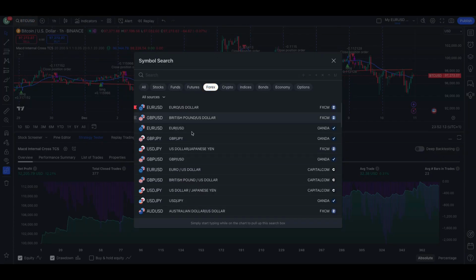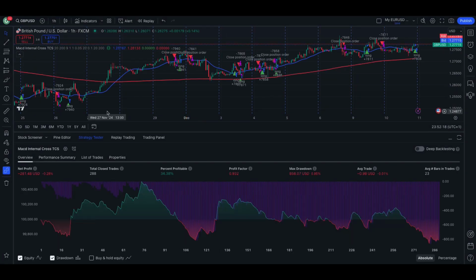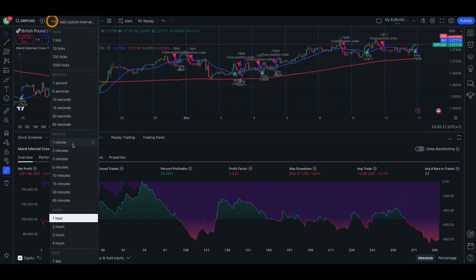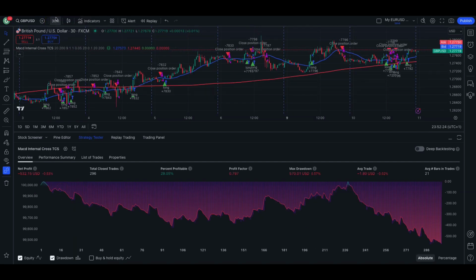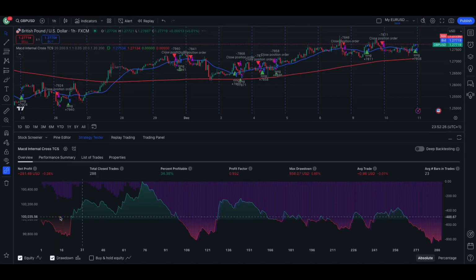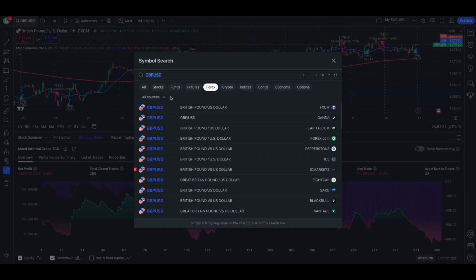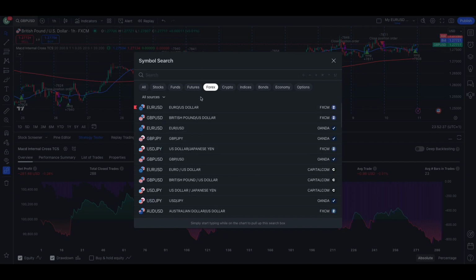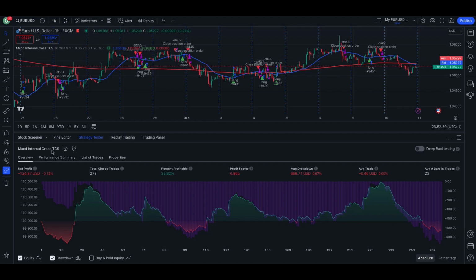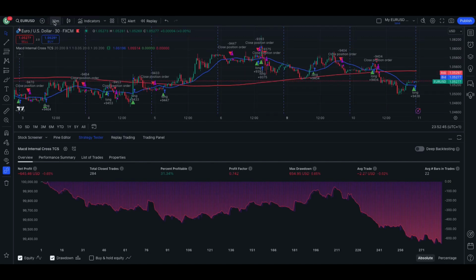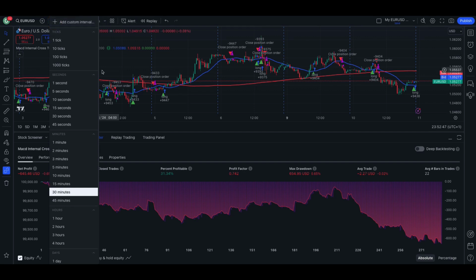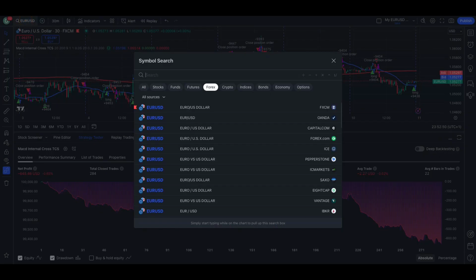Go to Forex. I don't know, GBP USD. Let's use this. Oh, feels terrible. 30 minutes. Oh, feels terrible. 1 hour feels terrible. So I'm assuming Forex is not a very trendy market. So what about the Euro USD? Maybe that's better. No, not better. 30 minutes. Yeah, absolutely terrible. So it does not work well in Euro USD, in Forex.